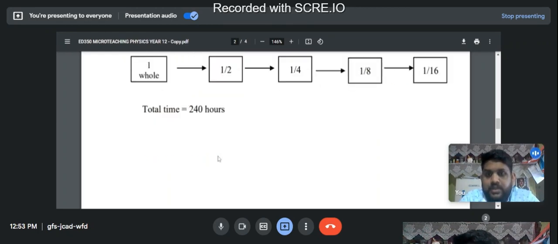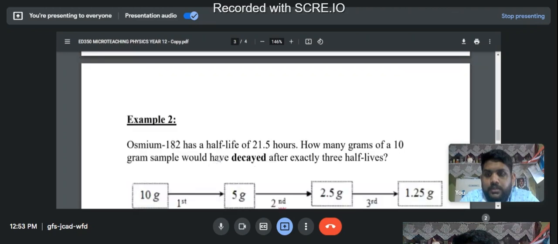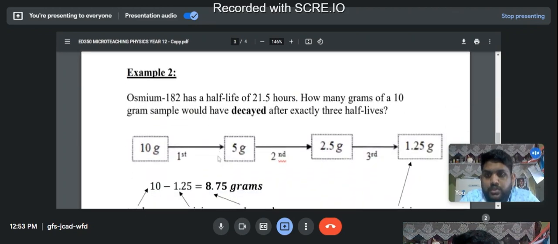Now we'll move to example 2. Example 2 says osmium 182, that is a radioactive element, has a half-life of 21.5 hours. How many grams of a 10-gram sample would have decayed after exactly 3 half-lives?